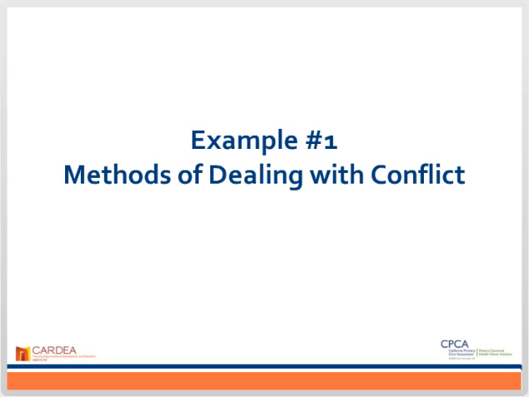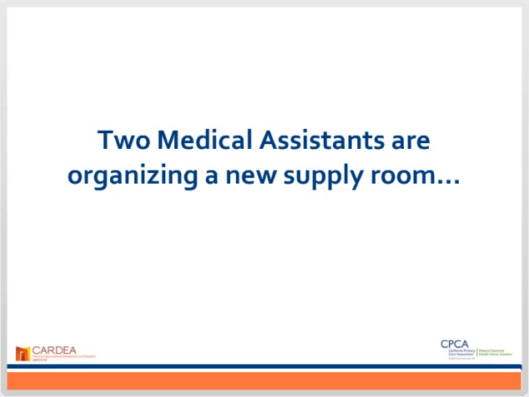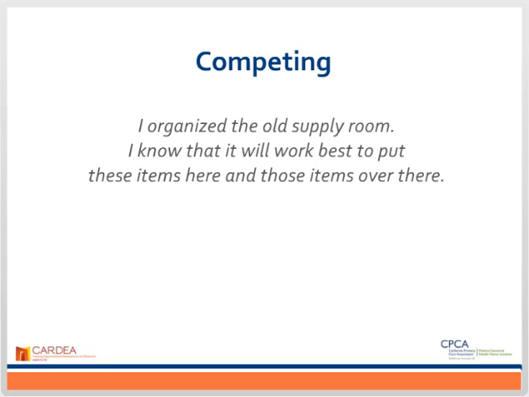So let's look at some examples of these 5 methods of dealing with conflict. First, let's look at an example of conflict between 2 colleagues. 2 medical assistants are organizing a supply room. An individual who uses competing as a method might say, I organized the old supply room. I know that it'll work best to put these items here and those items over there.